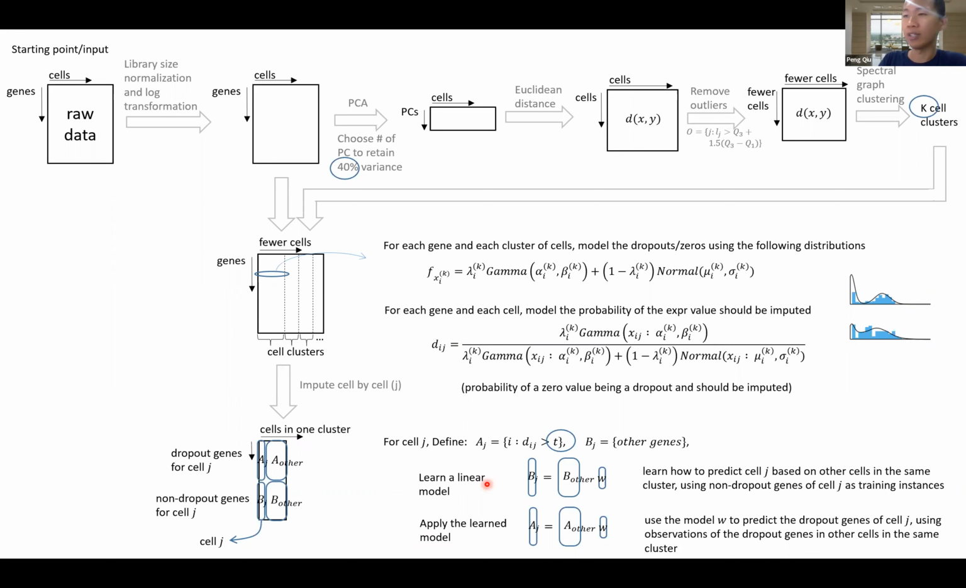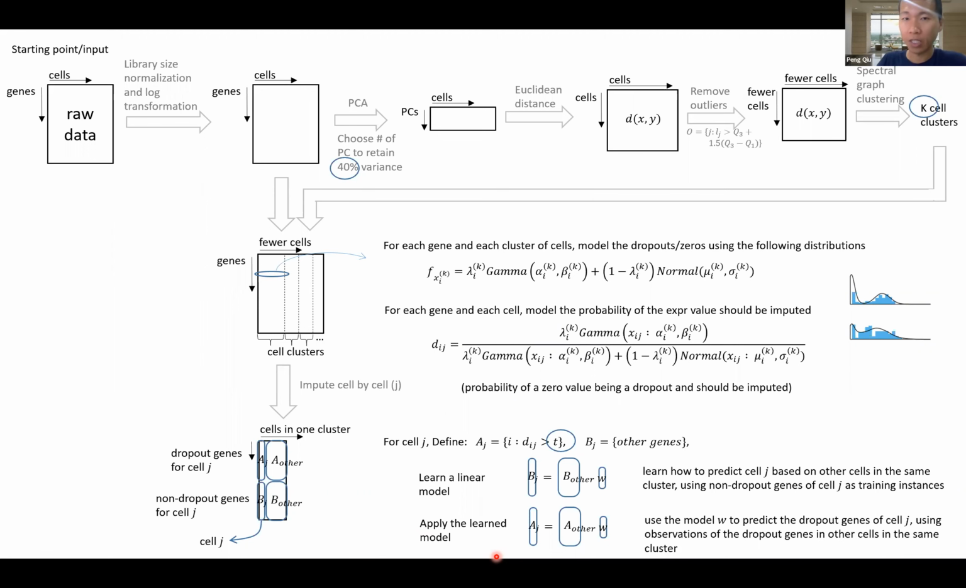So essentially, it's just a linear regression model for learning, and the same linear regression model for predicting what those zero values should be. But the key point here is that not all zeros are imputed, and under the SCImpute framework, the non-zeros are not touched at all.